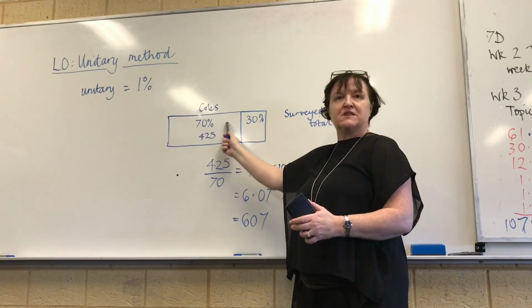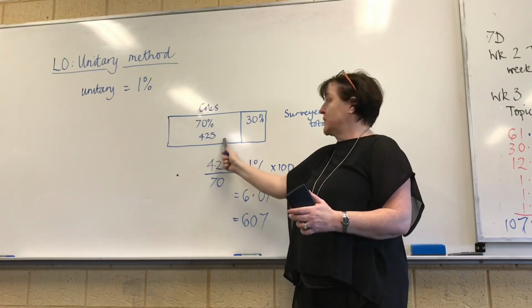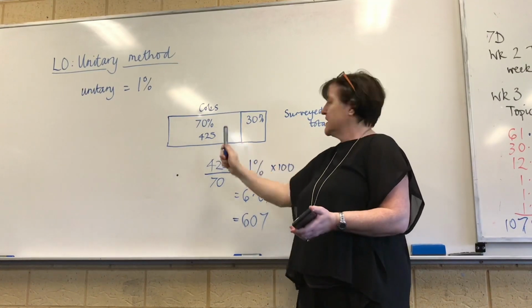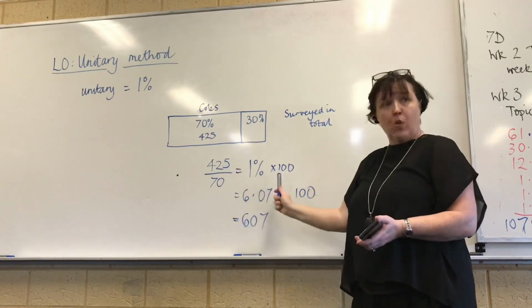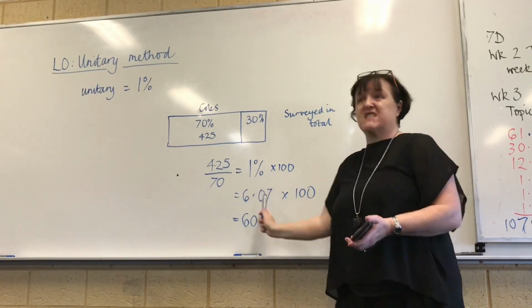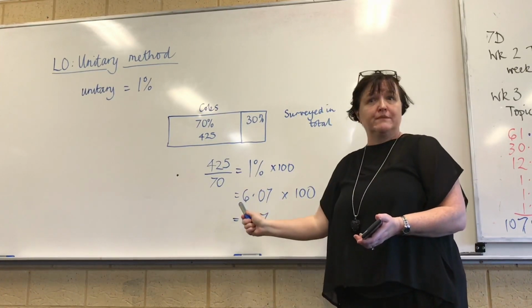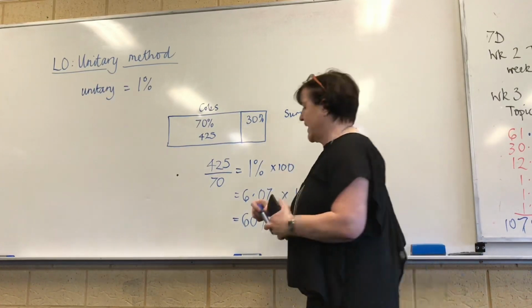Because 70% of the people answered 425, 425 was 70%. You divide it by 70 to get the 1%, and then times it by 100 to get the original number. Is everyone with me? Okay.